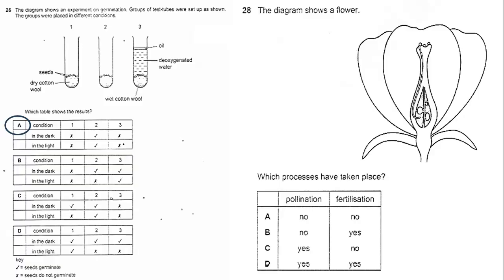Now, the diagram shows a flower. Which process has taken place? Pollination or fertilization? What do you think happened here? It is pollination. Why not fertilization yet? Because the pollen tube did not reach the ovule yet. You see, pollination happened, the pollen grain is already on the stigma, and the pollen tube has formed, but it did not reach the ovule yet. So this means that no fertilization has taken place yet.